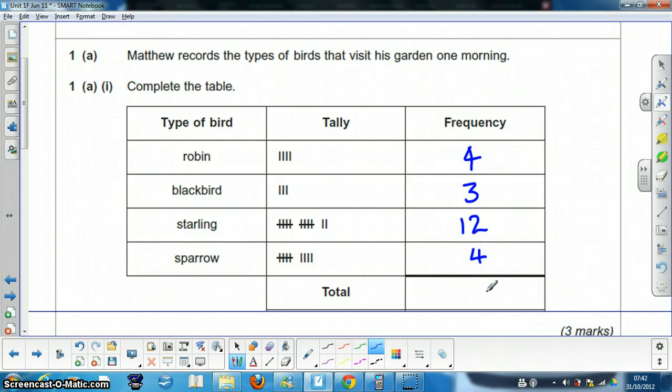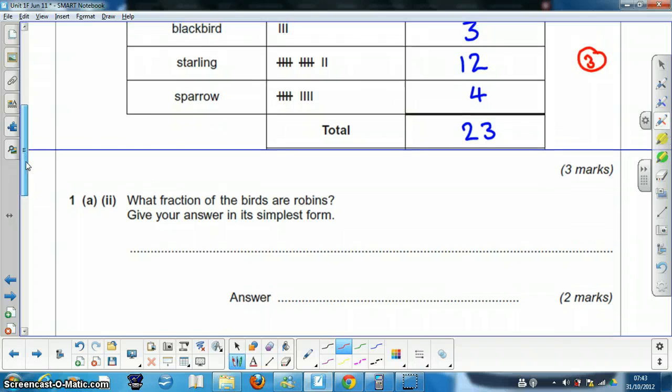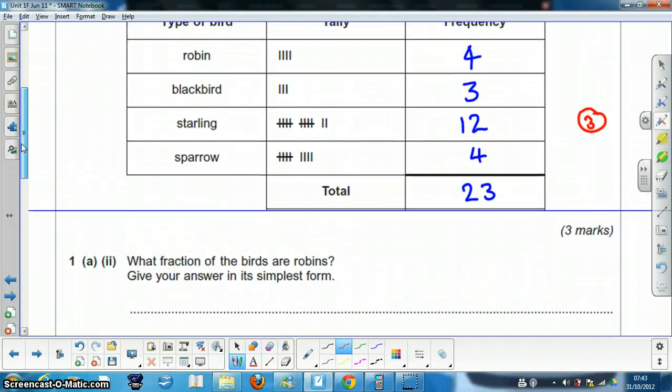And then we have to fill in this total here. 7 plus 12 is 19, plus 4, 23. And that gains you 3 marks. What fraction of the birds are robins? Give your answer in its simplest form.